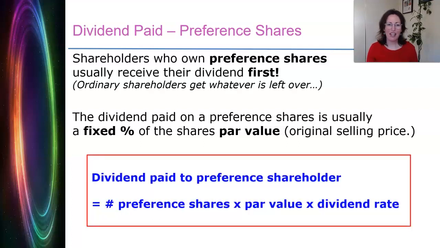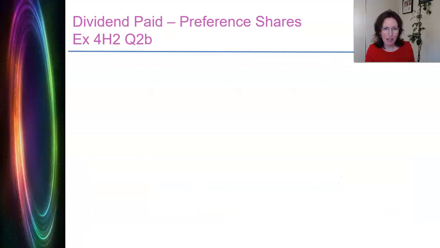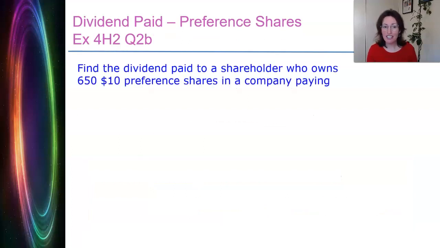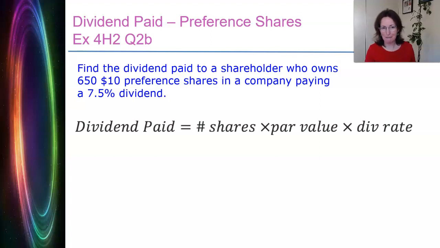Very similar. How many shares they've got multiplied by the dividend rate, how much you're getting per share, but with an extra one built in, a percentage rate built in as well. So it's just one extra step in that multiply. So if we're asked to find the dividend paid to a shareholder who owns 650 $10 preference shares in a company that pays a dividend of 7.5%.